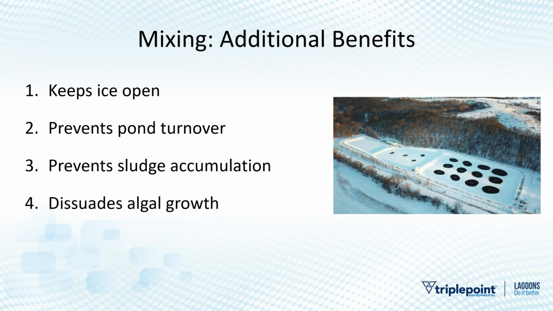As I briefly mentioned earlier, mixing will dissuade algae growth. You don't see algae in a stream, or you don't see algae in a quick moving river, but you do see algae in a pond that's stagnant. Algae like warm water that's not moving. And the more you get that water moving, the less algae growth you're gonna have. So aeration is really, really key.